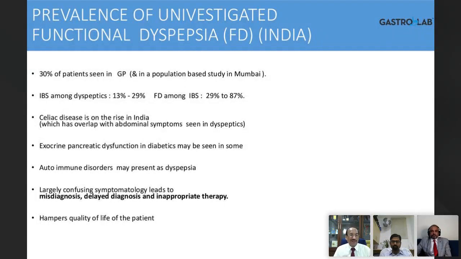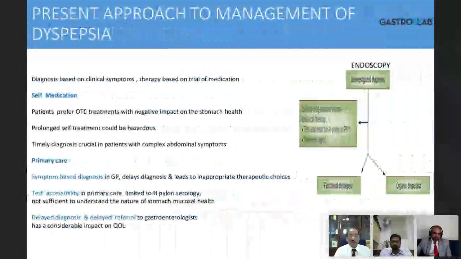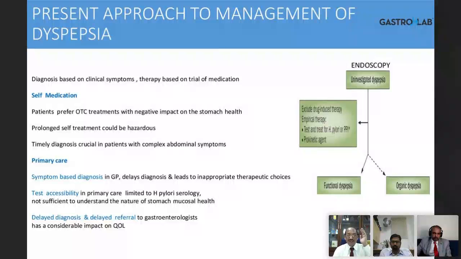It's not just putting them on PPIs or some digestive enzyme and sending them home. That will never solve the problem. So we need to work up more. And today it's possible to work up more even in the primary care setting. That is why we are discussing this topic today.